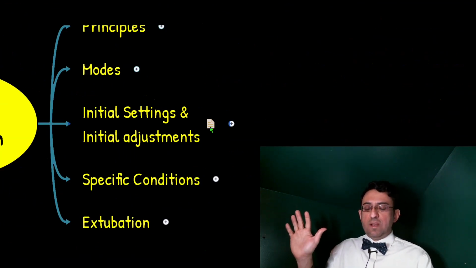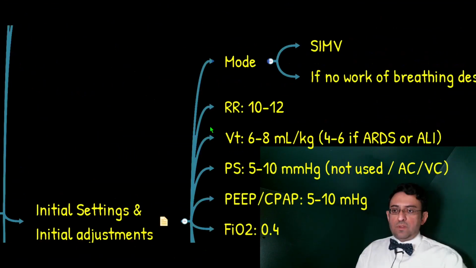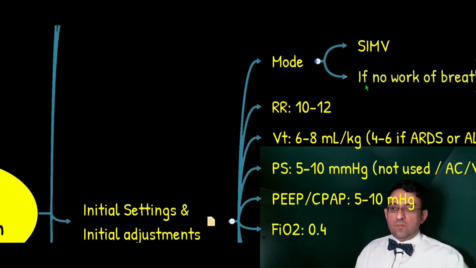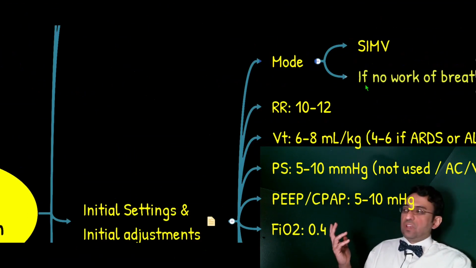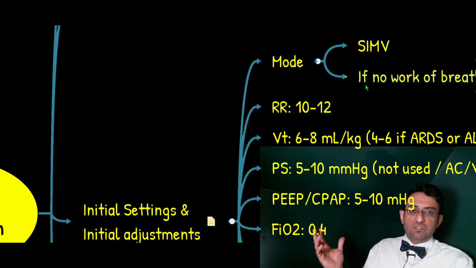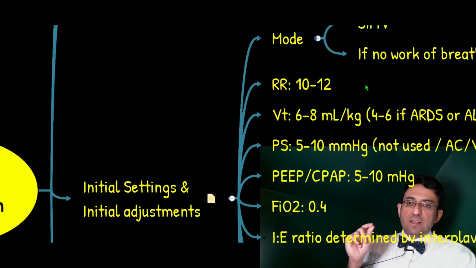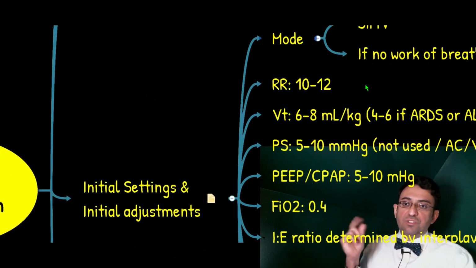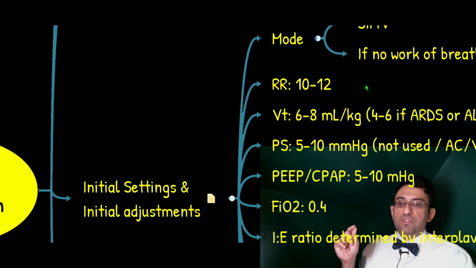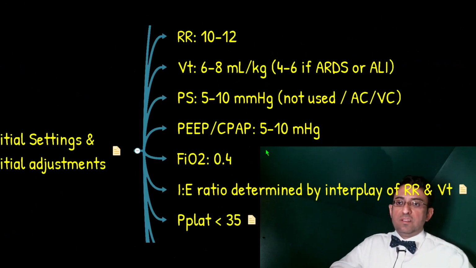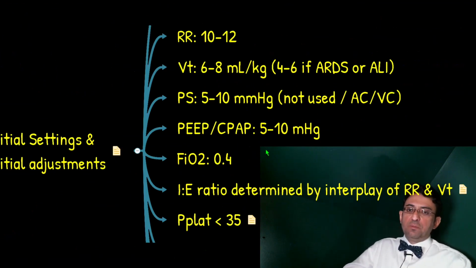But if you want to know a little bit more for the initial setting, remember this: the recommended initial mode is SIMV, as it benefits from both ventilator and patient's contribution. Also, it provides comfort for the patient. Except for the conditions associated with decreased compliance and high alveolar recoil, initial respiratory rate is set to 10 to 12 per minute. PEEP, or continuous positive airway pressure, is usually kept at 5 to 10 millimeter mercury.